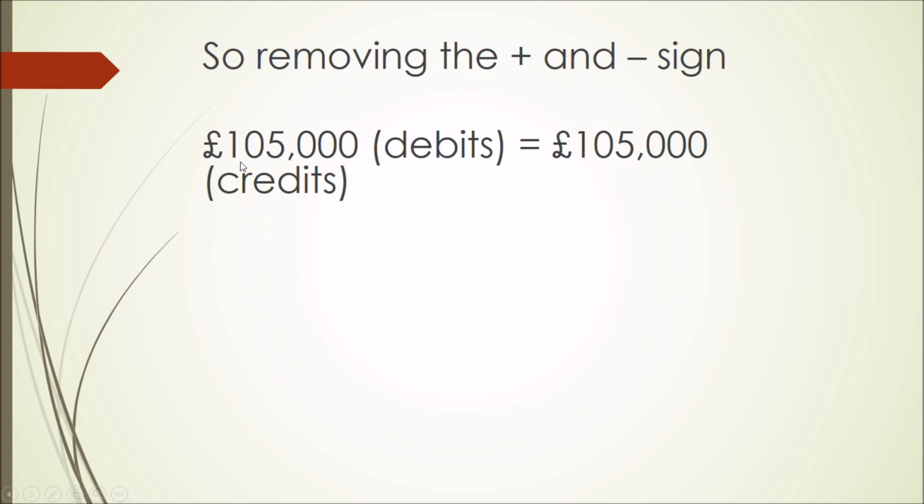Right? So what we've got here is £105,000 worth of debits is equal to £105,000 worth of credits, and that's the accounting equation. The reason why this is hard for students to understand is because people start with debits and credits first, rather than plus and minus signs, and then try and work backwards, which puts a bit of a barrier in the way. So really what it is saying is that the debits equal the credits.